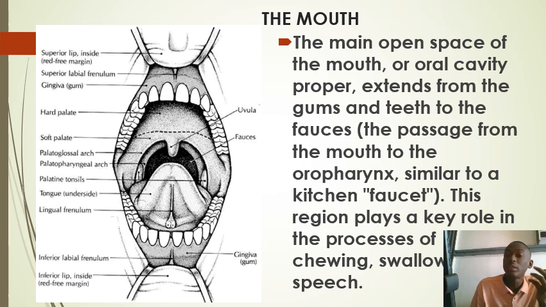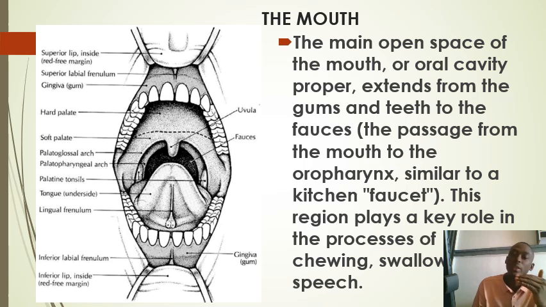This region of the mouth plays roles essentially in the chewing of food, and it gives a platform for digestion as saliva is secreted in the mouth. This saliva mixes with the food, and saliva contains amylase, which works on the carbohydrates in the food eaten.